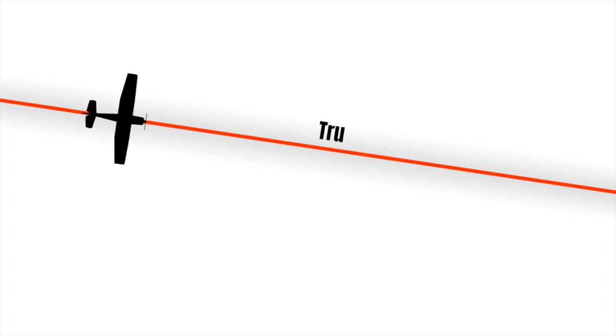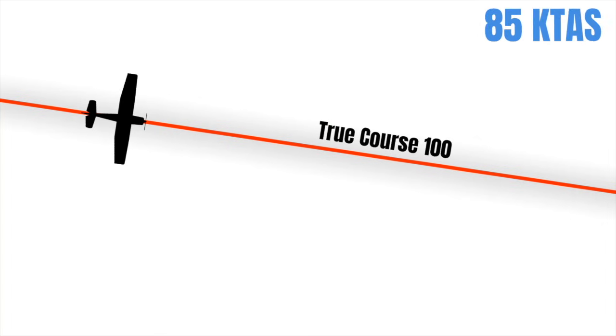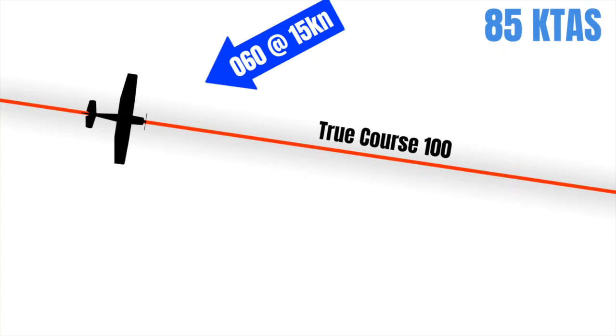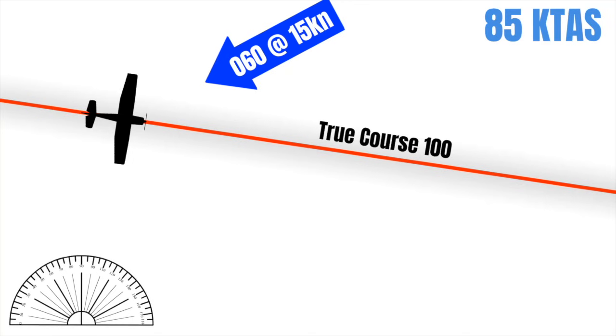Let's say you want to fly a true course of 100 and you're planning on flying at 85 knots true airspeed. You looked at the winds aloft and it looks like the winds are going to be 060 at 15 knots. To solve this problem, you need two simple tools, a protractor like you use in middle school and a plotter.